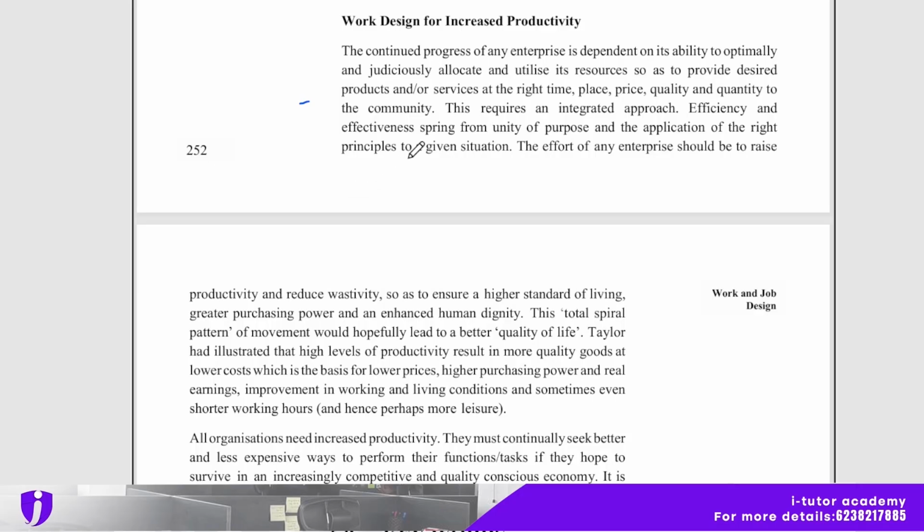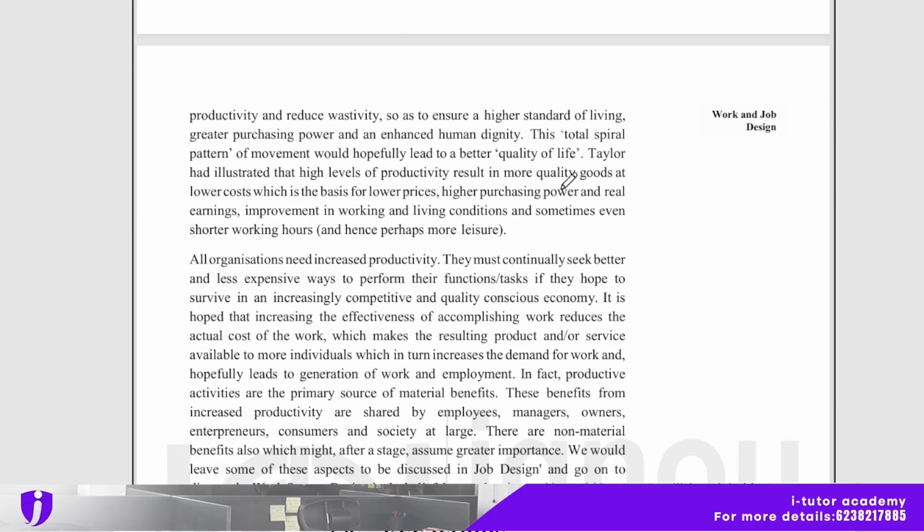The effort of any enterprise should be to raise productivity and reduce wastage, so as to ensure a higher standard of living, greater purchasing power, and an enhanced human dignity. And this total spiral pattern of movement would hopefully lead to a better quality of life. Taylor had illustrated that a high level of productivity results in more quality goods at a lower cost, which is the basis for lower prices, higher purchasing power and real earnings, improvement in working and living conditions, and sometimes even shorter working hours, and hence perhaps more leisure.